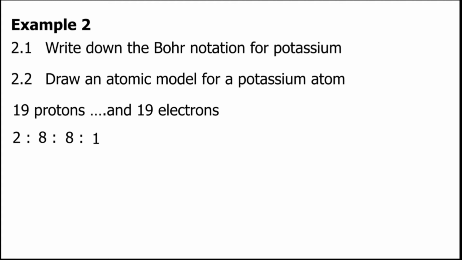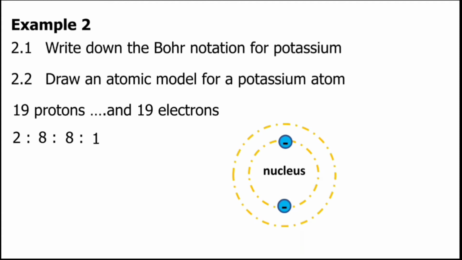Once I have discovered what the Bohr notation is, I can easily draw the atomic model now. Here's my nucleus. I'm going to place 2 electrons into the first orbital. Then in the next orbital, I'm going to place 8 electrons.